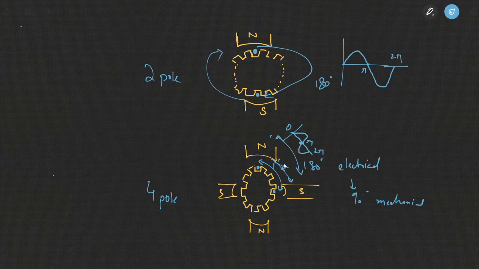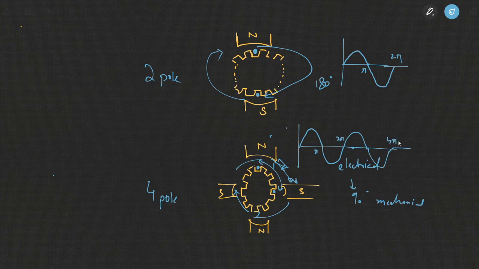Here, the magnetic field from north to south will rise and fall to pi, and then from south to north it will go from pi to 2 pi, and north to south it will again rise, and then south to north it will again complete. This will be 2 pi, this will be 4 pi.